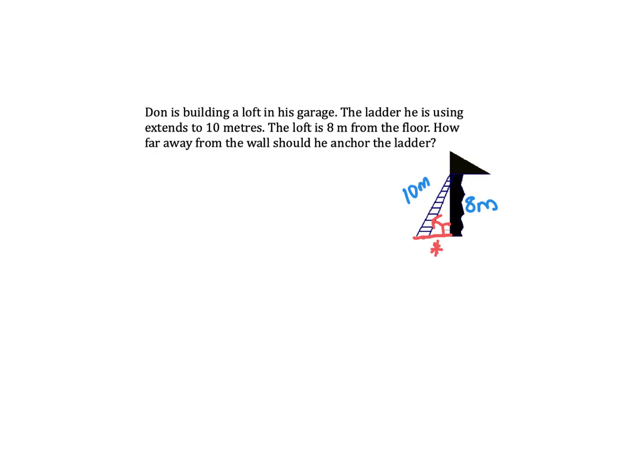So if we call this C, and we call this A, then B is what we're going for. So let's go ahead and use our formula. And we would start with B squared equals C squared minus A squared.